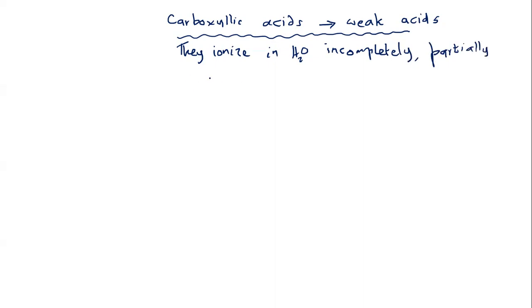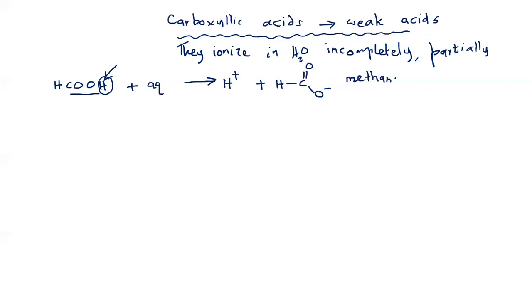But how are we going to show the incomplete or partial ionization of carboxylic acids? If I take methanoic acid, HCOOH, if you add in H2O, aqueous water, you added water. The hydrogen over here in the carboxylic acid functional group breaks off, producing H plus. The rest of the part is going to remain as it is in this manner. In carboxylic acid, we have OH, but when hydrogen goes out, it becomes negatively charged oxygen. And this is called, because it is coming from methanoic acid, methanoate ion.